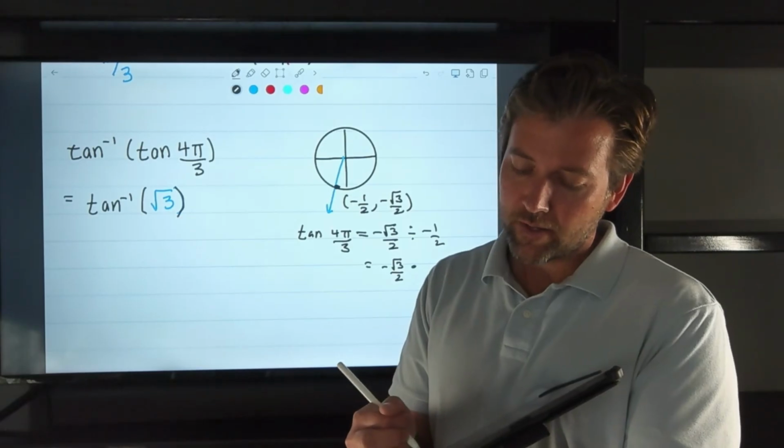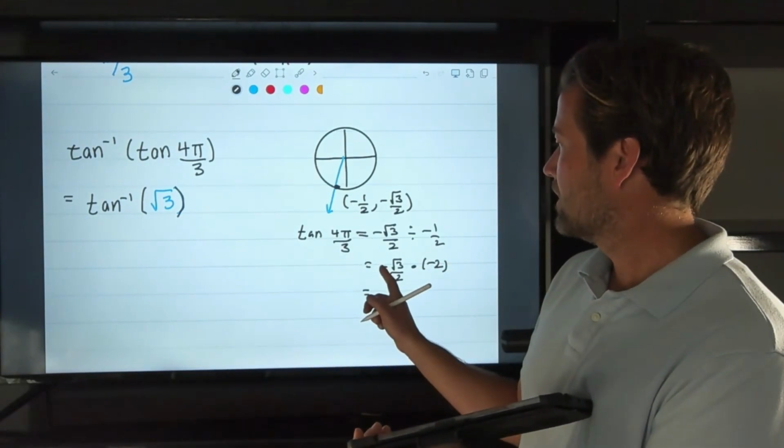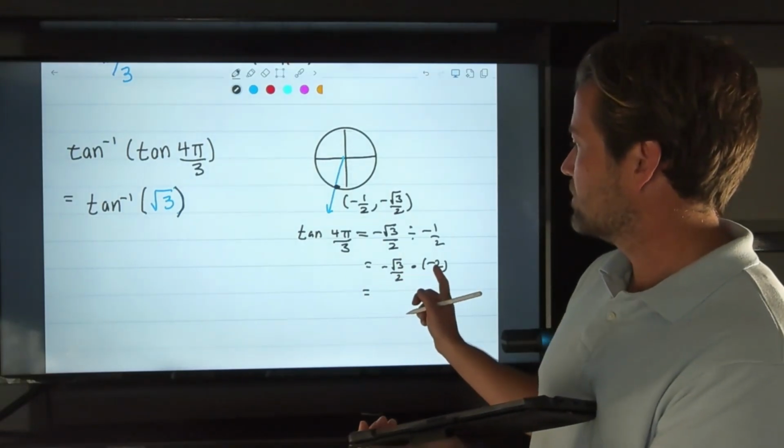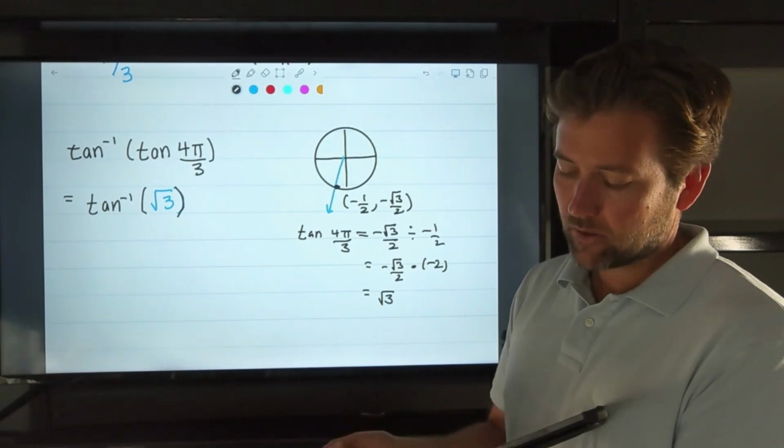So we're going to multiply by the reciprocal, and we get negative square root of 3 over 2 times negative 2, and negative becomes a positive. Those 2's will cancel. We get positive rad 3.